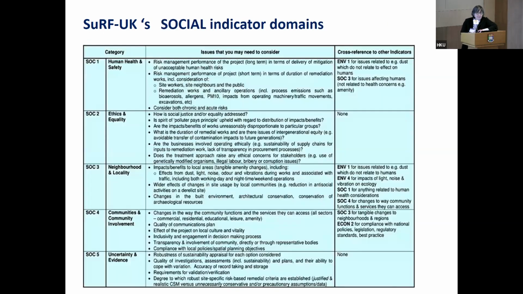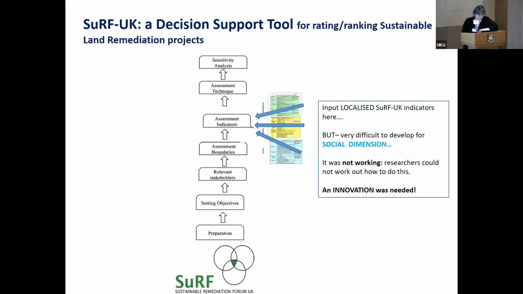So here's an example of their social domains. If we just look at number 3 for a moment, you can see that it talks about impacts or benefits to the local areas. You should check whether there are going to be effects from dust, light, noise, odor, and vibrations. You should check on the wider effects of, say, traffic. And you should check on changes in architecture, so buildings, construction, that kind of thing. So those are 3 areas that they're suggesting you check, but you should also check other things.